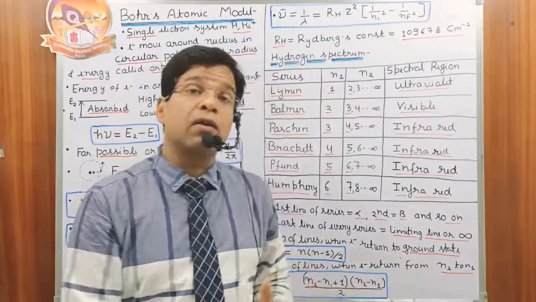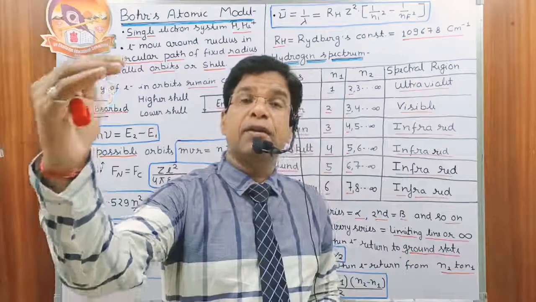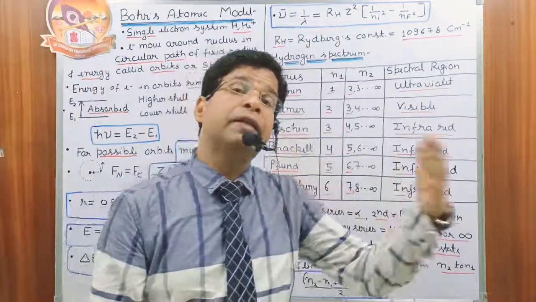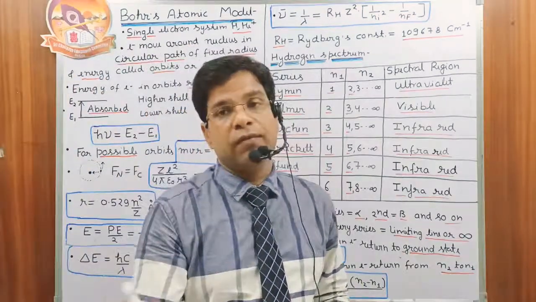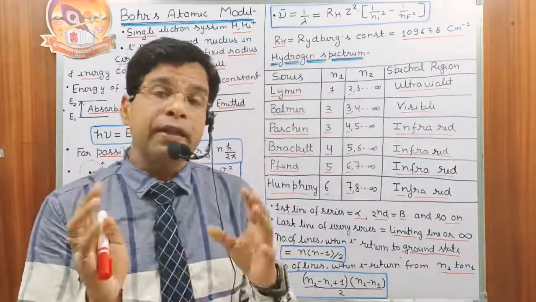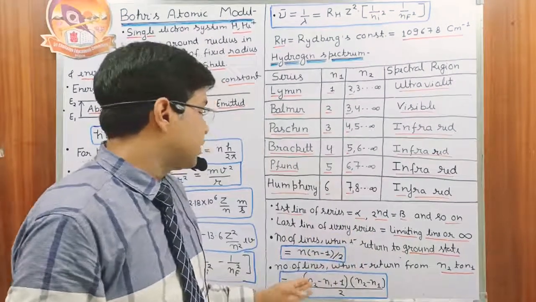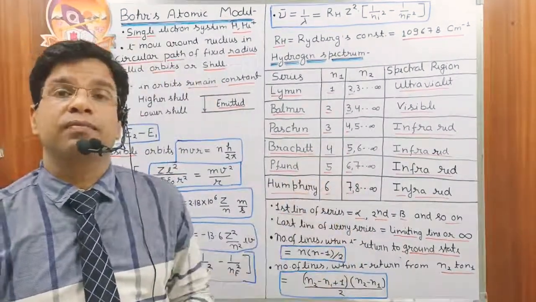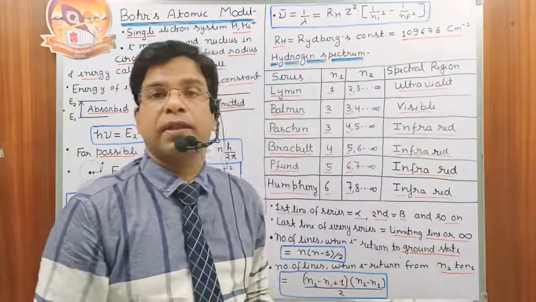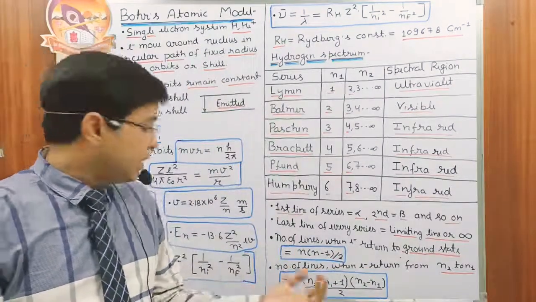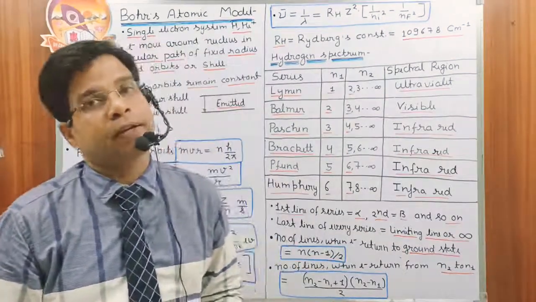But whenever an electron transition occurs from n1 to n2, from a particular initial shell to another particular shell, how many lines do we have in the emission spectrum? That is given by (n2 minus n1 plus 1) multiplied by (n2 minus n1) divided by 2. By this formula we can calculate how many lines we have in the emission spectrum.